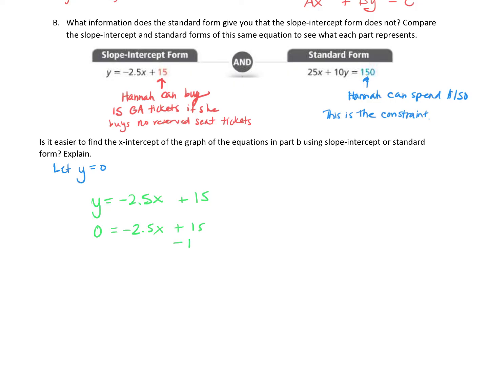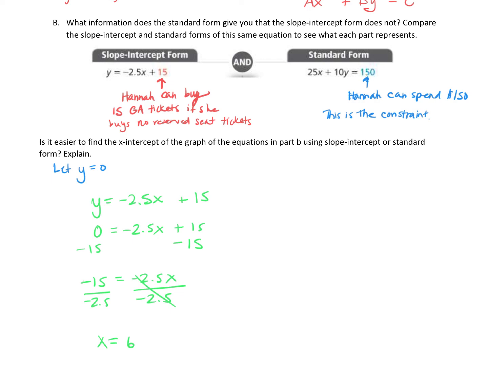Solving for x, we are going to subtract 15 from both sides first. So we get a negative 15 equals negative 2.5x. We're going to continue to solve for x by dividing by a negative 2.5. So our x-intercept is positive 6.